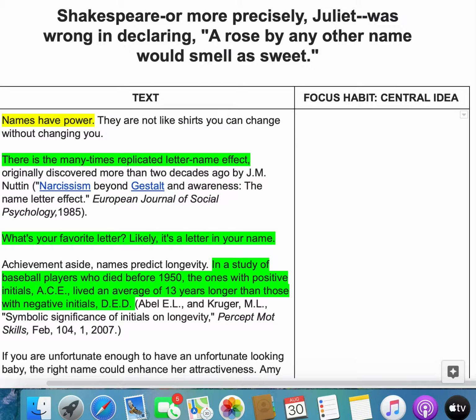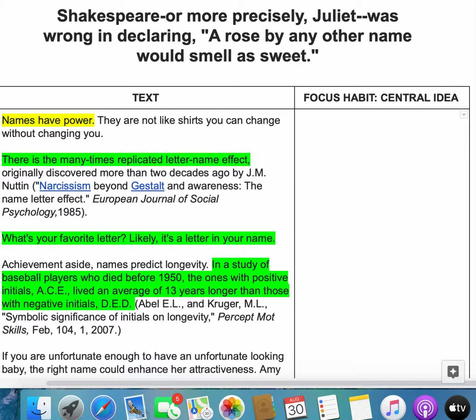How a central idea is developed over the course of a text. We're going to use the text we just read about a rose by any other name smelling just as sweet. So the first thing we want to do is figure out what's the overall argument that the author is making. And this is often revealed in the first paragraph. So let's take a look at the very first sentence in the very first paragraph.